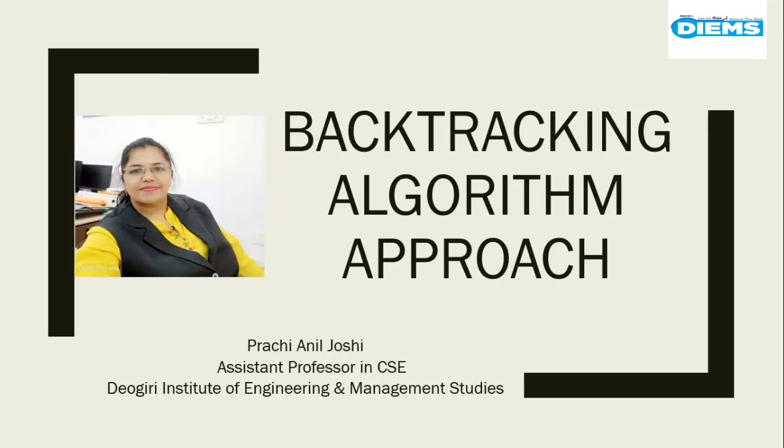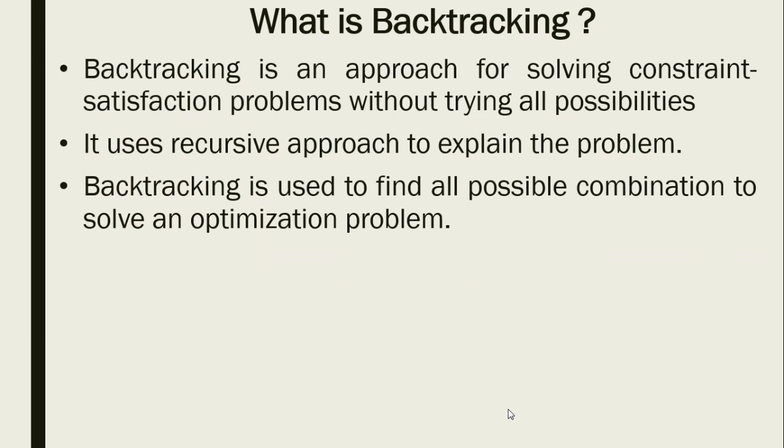In the previous video, we have seen how dynamic programming works and how the greedy method works. Backtracking is also used, like dynamic programming and the greedy method, for solving optimization problems. Backtracking is basically an approach for solving constraint satisfaction problems without trying all possibilities. Simply, we can say that backtracking solves a problem recursively by trying to build a solution incrementally, one piece at a time, and removing those solutions that fail to satisfy the constraints of the problem at any point of time.